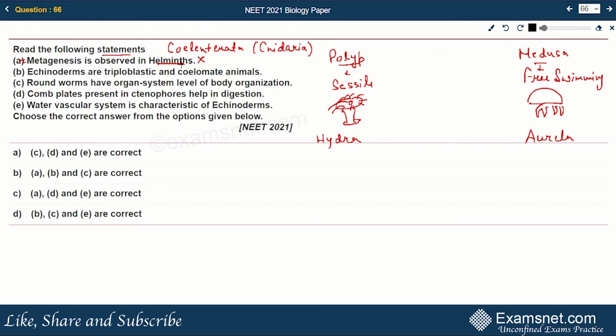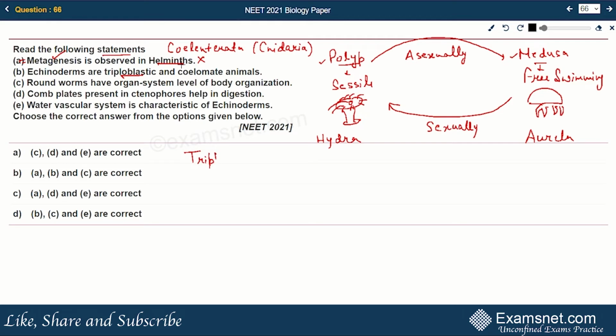So as you can see, some exhibit polyp form, some exhibit medusa form, but there are certain coelenterates, for example obelia, which exhibits both the forms. So in that case, polyp produces medusa asexually, whereas medusa produce polyp sexually. Okay, so this is a kind of alternation of generation. So this alternation of generation is known as metagenesis. Got it? Now the second statement says echinoderms are triploblastic and coelomate animals. So what is the meaning of triploblastic?